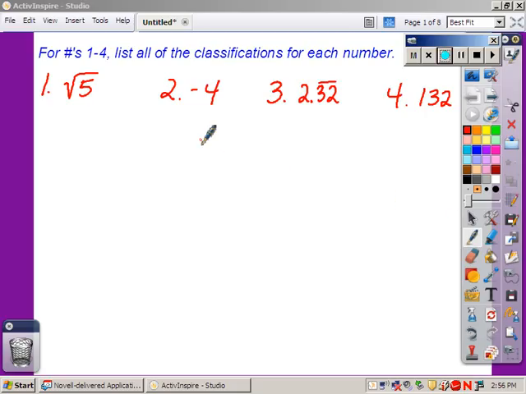Alright guys, this is going to be your review for your first quiz, which is on set notation and classifying numbers. It's going to be on Wednesday, September 7th. So the first thing that we have here is directions that say list all the classifications for each number.